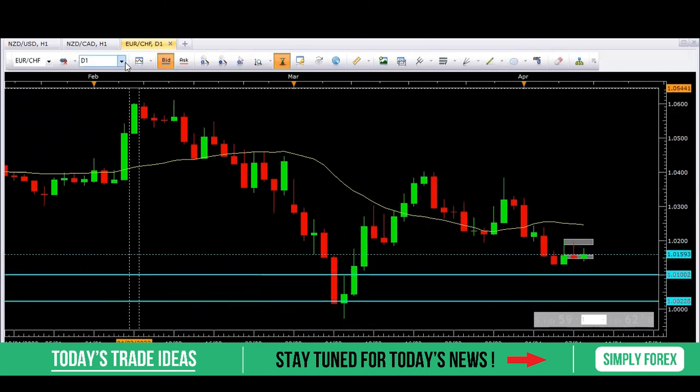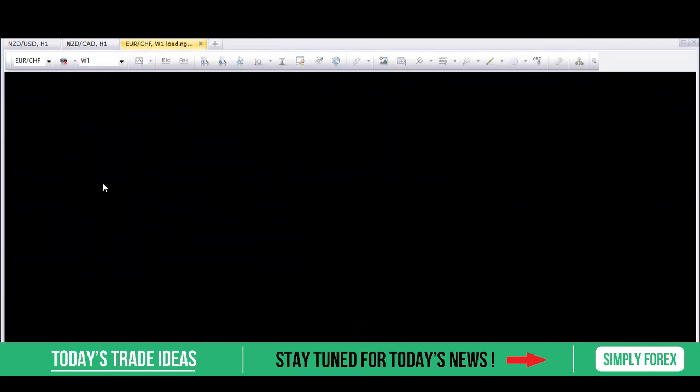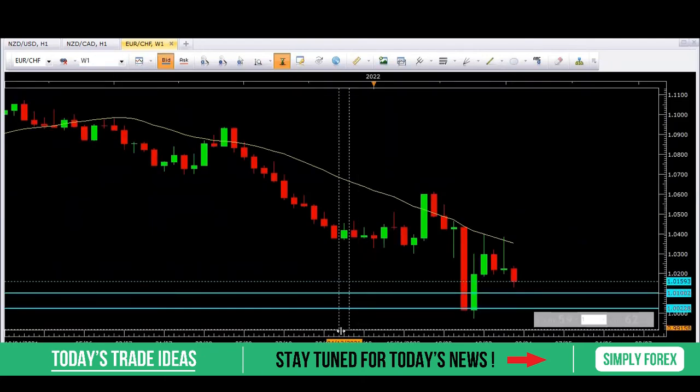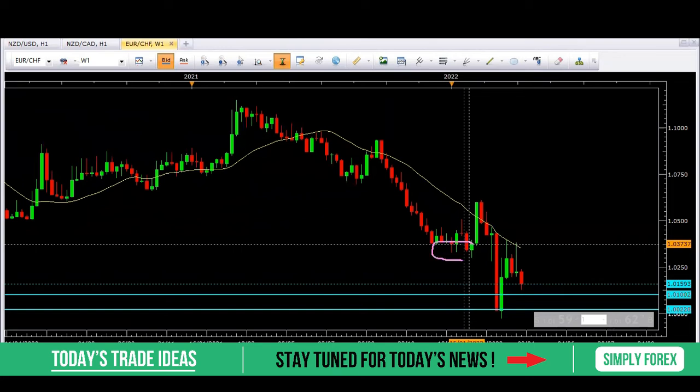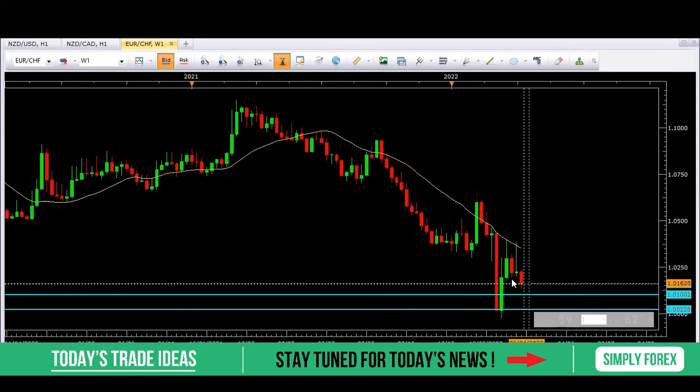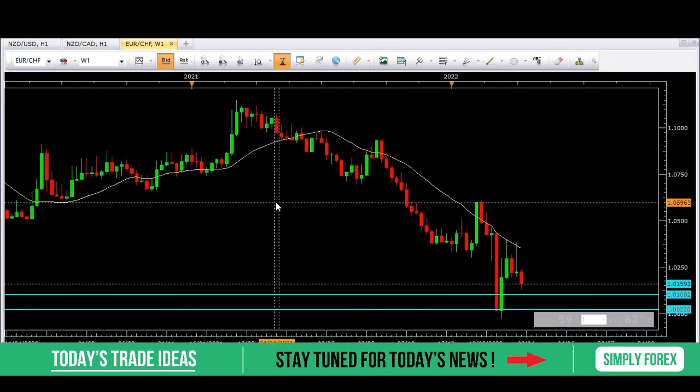If I just show you the weekly chart as well, guys, this will just give you another little piece of confluence. As you can see, we had these lows here, and then price has reacted and come down off of that zone. Like I say, we could potentially take it back down to this blue line here. So that's the weekly chart. It just gives us more confluence to enter the trade.